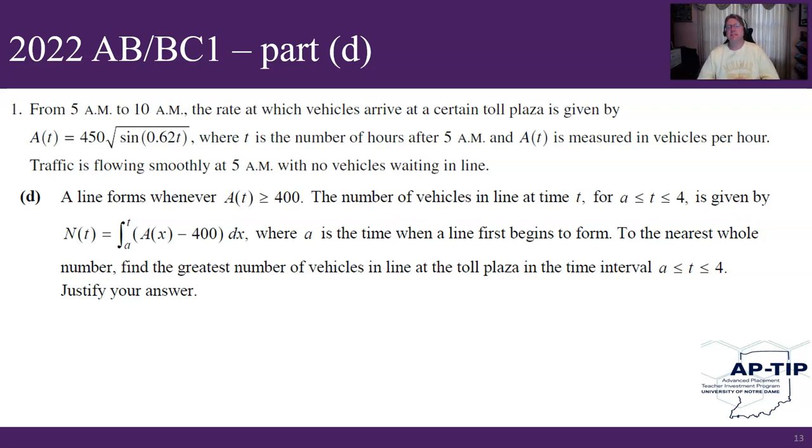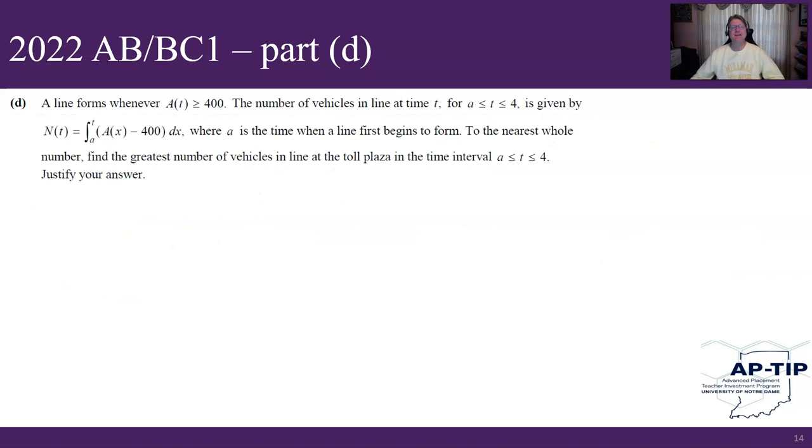The number of vehicles in line at time t for a less than or equal to t less than or equal to 4 is given by this N of t function defined by an integral, A of x minus 400 with respect to x evaluated from a up to t. A is the time when the line first begins to form. To the nearest whole number, find the greatest number of vehicles in line at the toll plaza in the time interval a to 4 and justify your answer. So if you've been keeping track, there's quite a few points still left for this particular part. We've got 4 points still on the table here.